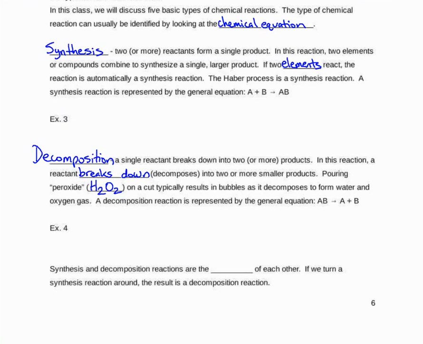Anyway, pour peroxide on a cut. Typically, it results in bubbles as it decomposes, and it's forming water and oxygen gas. If anything, the oxygen gas is helping. A decomposition reaction is represented by the general equation AB yields A plus B. One reactant turning into 2 smaller products.